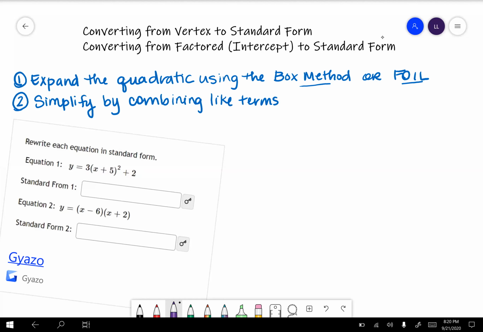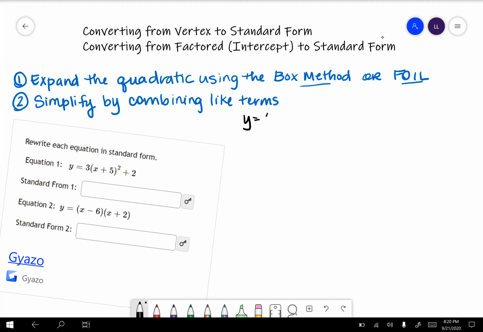Hi everybody, in this video we're going to learn how to convert from vertex form or factored form to standard form. So there's two steps. One, we're going to expand the quadratic using the box method or FOIL, and then the second step is to simplify by combining like terms. So here we have our first example.